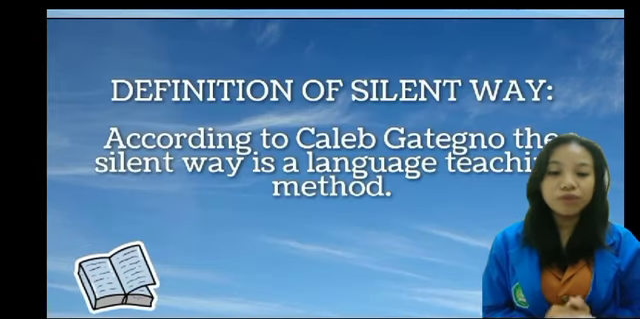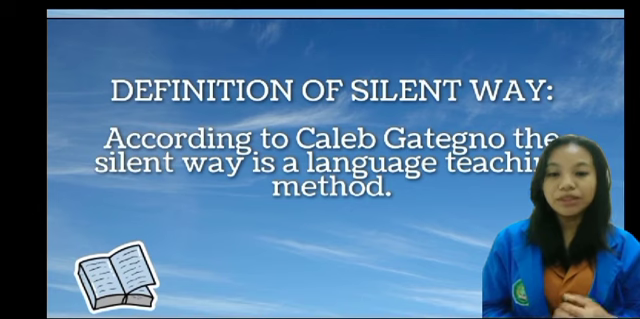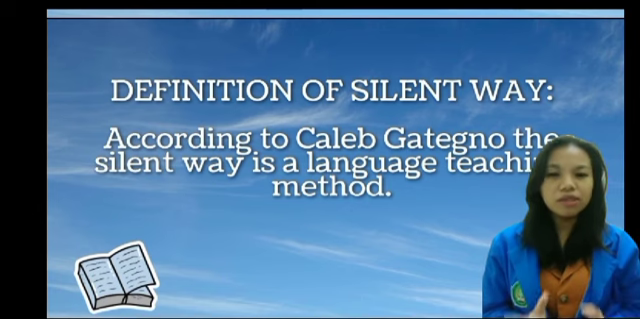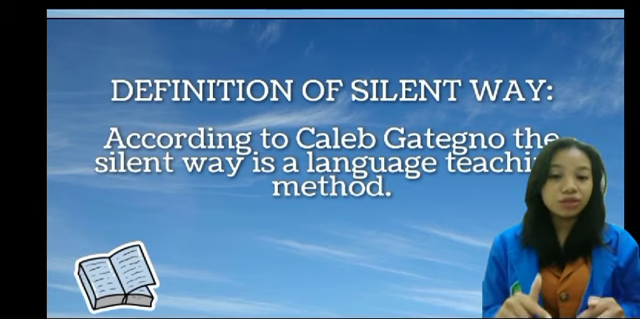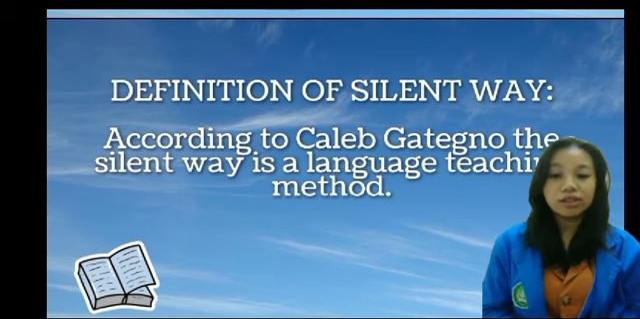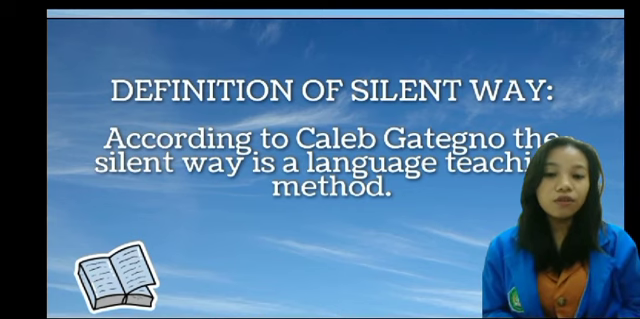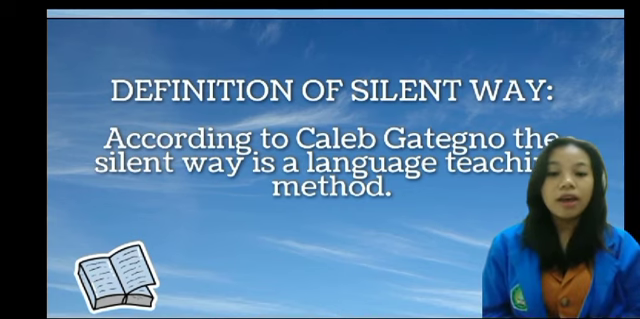And definition of silent way. According to Caleb Gattegno, the silent way is a linguistic teaching method. In contrast to other approaches, the silent way emphasizes linguistic learning similar to the way babies learn, with a focus on self-awareness and active trial and error.